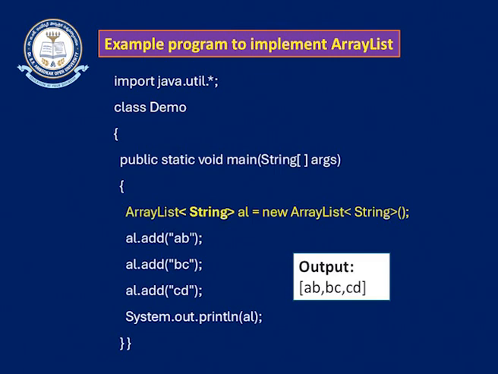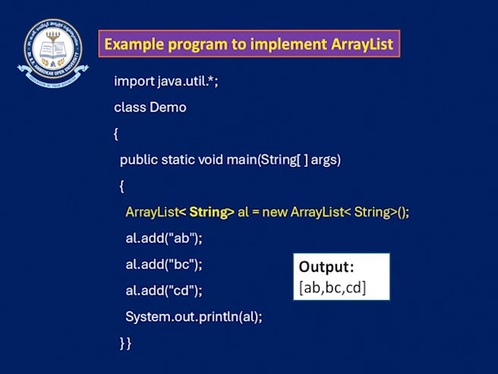ArrayList, within the angular brackets I am writing String. String is a class name. The meaning of this statement is that the ArrayList accepts String type elements. The object name I am giving for the ArrayList class is AL.